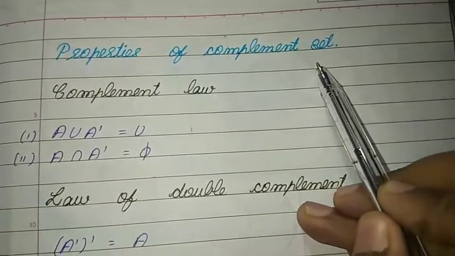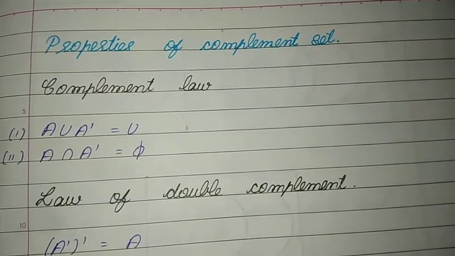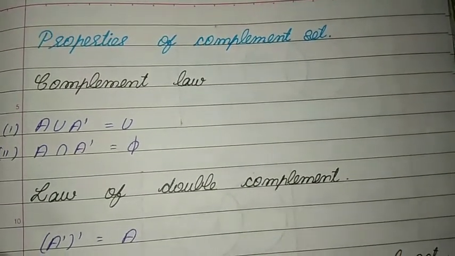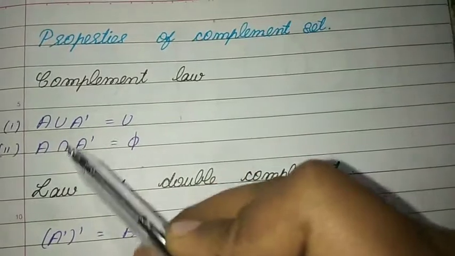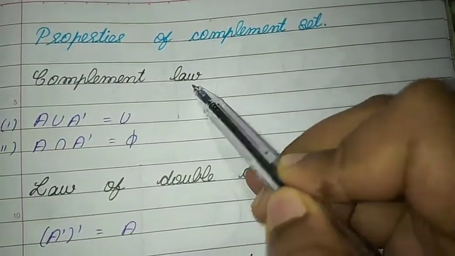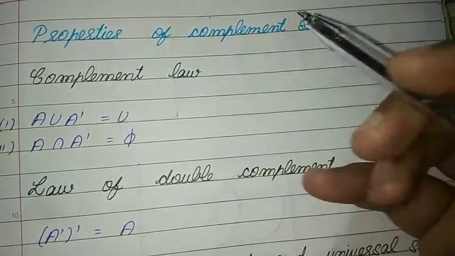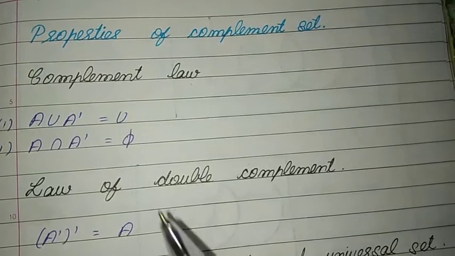Properties of complement set. As I taught you the complementation of a set, here we have some properties also, for union, intersection and all those. First is the complement law. You have to keep all these laws in mind so that it will be very easy for you to answer one-word questions and so on.